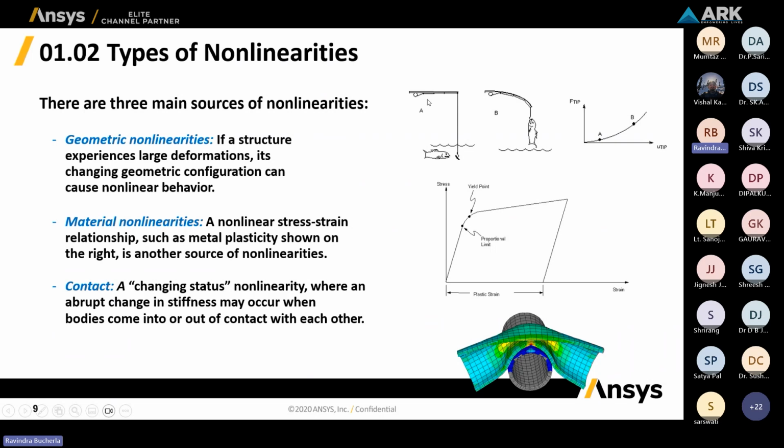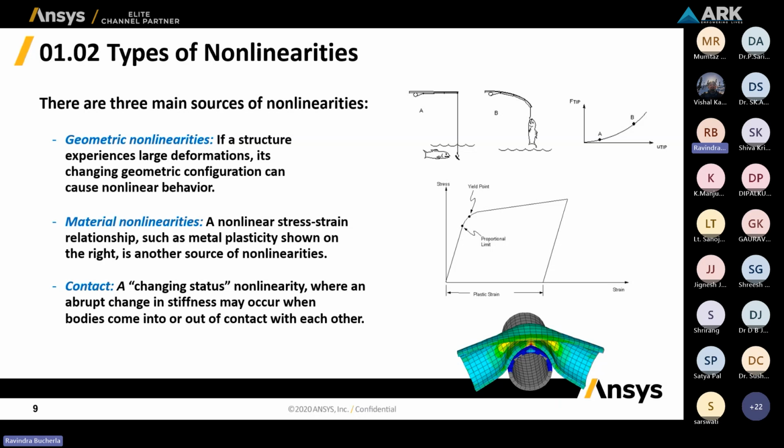For example, if you take this fishing rod, initially, when it does not have much load, it might have some stiffness K, and you can observe the force versus displacement equation here. This point is where we have the stiffness at the initial condition. But after the fishing rod gets some load, its stiffness may change as per the load, so it will give deformations with respect to force in a different way. This might be the reason, and you can also take a spring as an example.